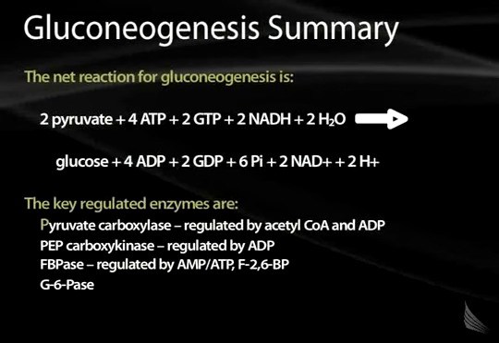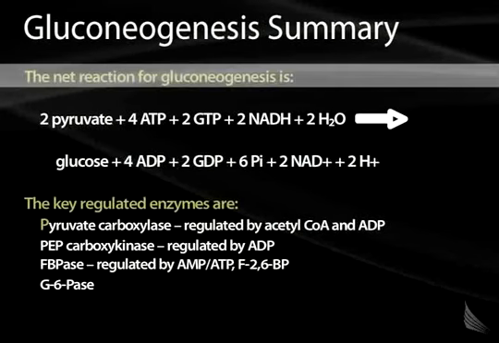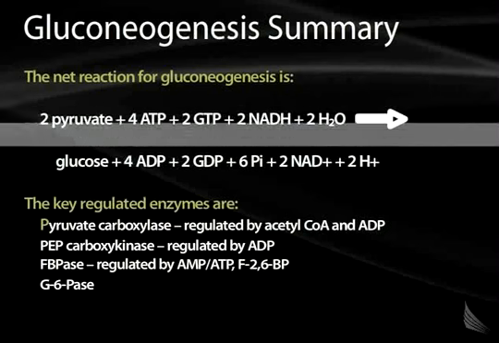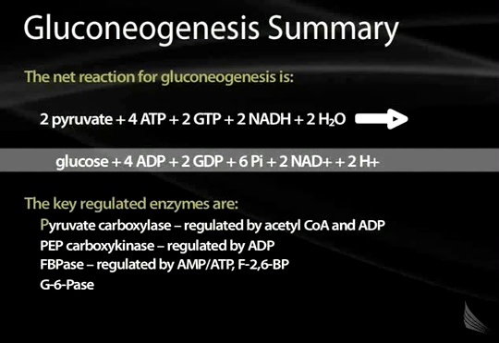The summary of gluconeogenesis is as follows. The net reaction for gluconeogenesis is almost exactly the opposite of glycolysis, except it requires more energy. So you have 2 molecules of pyruvate plus 4 ATPs plus 2 GTPs plus 2 molecules of NADH plus 2 molecules of water are converted to glucose plus 4 ADPs plus 2 GDPs, 6 molecules of inorganic phosphate, 2 molecules of NAD+, and 2 protons.